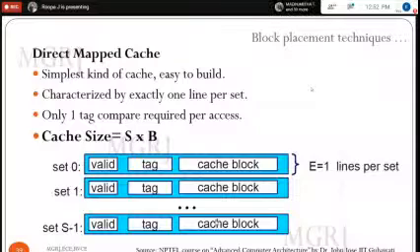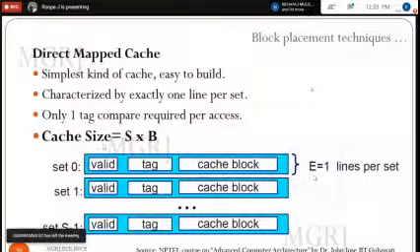Okay. So in this case, if you can see the diagram, you can see in one set, I have only one line. So if every set has only one line, in that case what happens? E becomes 1. So now you see, total size of cache is equal to only number of sets and size of the block.